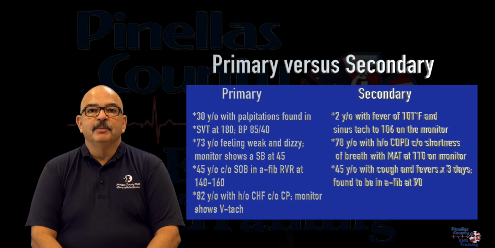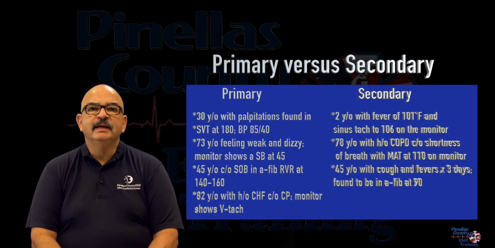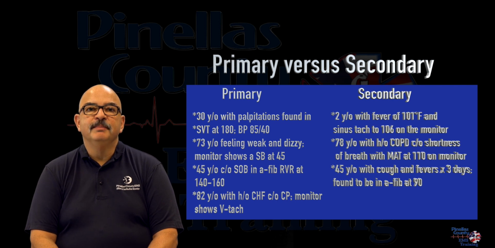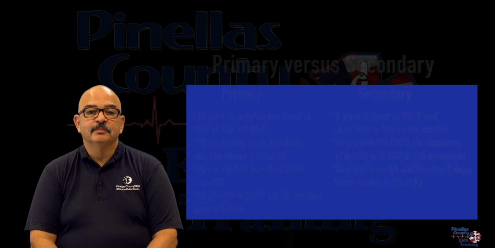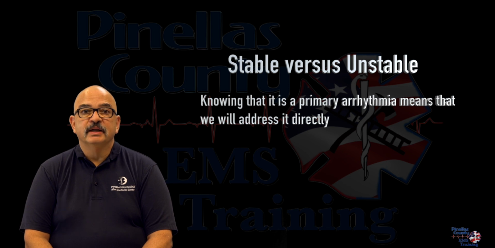Here are some examples that I put together illustrating the different presentations of a primary versus secondary arrhythmia. To me, the key in differentiating these is the immediate life threat or not. The 30-year-old could have a thyroid problem driving the SVT, but in this case, the SVT is impacting the blood pressure, so we are pushed to address it. Generally, in secondary arrhythmias, we in the hospital will be working on the underlying cause. Knowing that it's a primary arrhythmia means that we will address it directly.